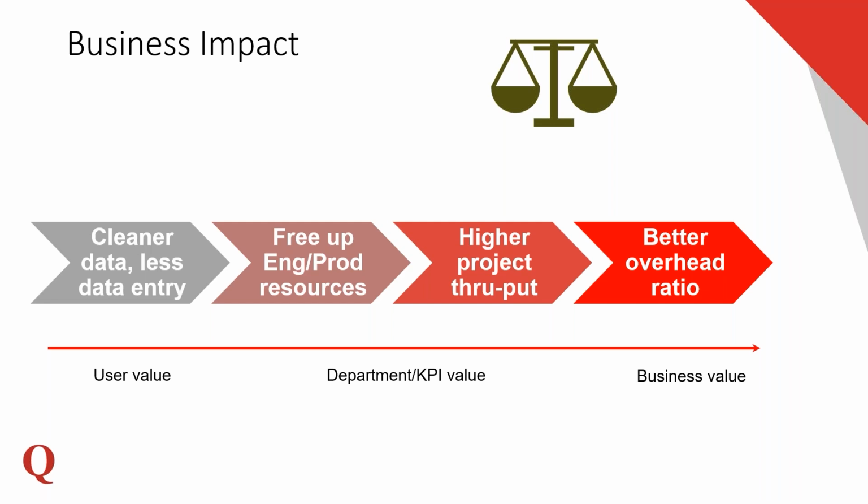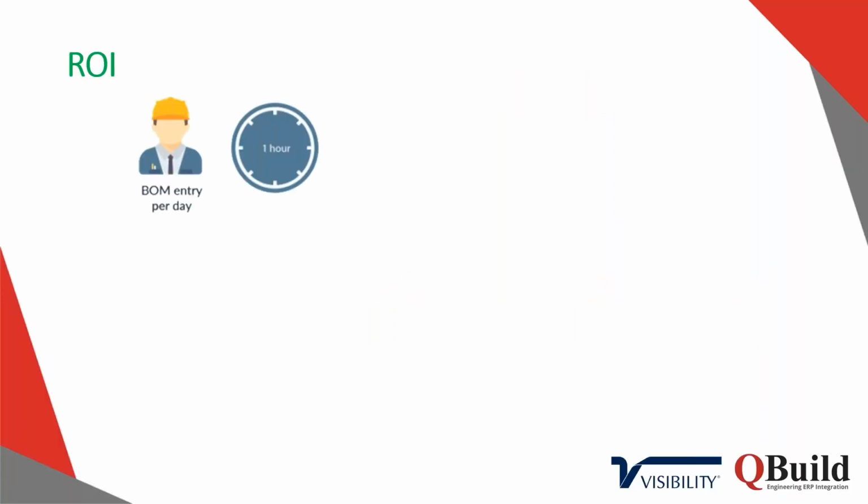But this is nice to say in words, but practically, what does this mean? So let's talk a bit about the numbers and ROI here as well. In terms of ROI, let's take an example. Let's say you have one engineer or production resource spending an hour a day on BOM entry and part creation and visibility. With the use of CADLink, they can easily cut this 1 hour down to 3 to 5 minutes by, again, just simply using CADLink.